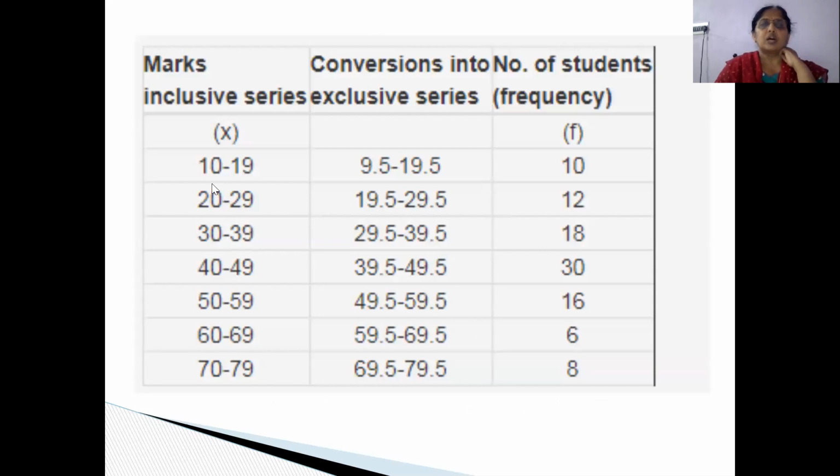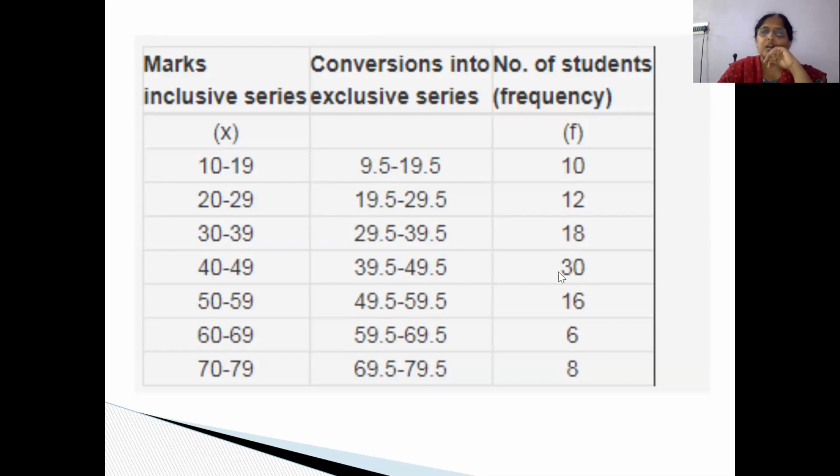So this is 10 to 19, 19 to 29. This is exclusive class or inclusive class series. Next, convert them to exclusive, because to work out the positional averages, the problem should be given in the exclusive form only, because there is no continuity here. There is a break 19, 20, 29, 30, but here continuity is there. Upper limit is lower limit, upper limit, lower limit. So this is continuous. So next frequency, this is 10, 12, 18, 30, 16, 6, 8. These are the simple frequency.